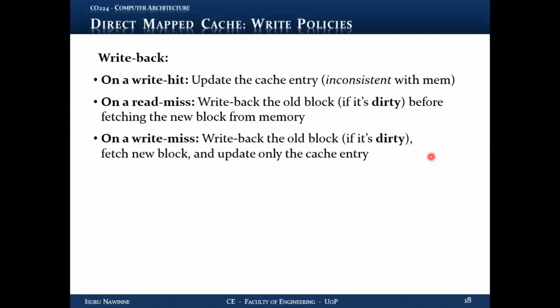So you write back the old block if it is dirty, then only you fetch the missing block from the memory and overwrite the old block. In the case of a write miss, again, you write the old block back to the memory only if it is dirty, then fetch the new block, overwrite the entry, and update only the cache entry. Don't update the memory, right? This way you can avoid generating a lot of write traffic.